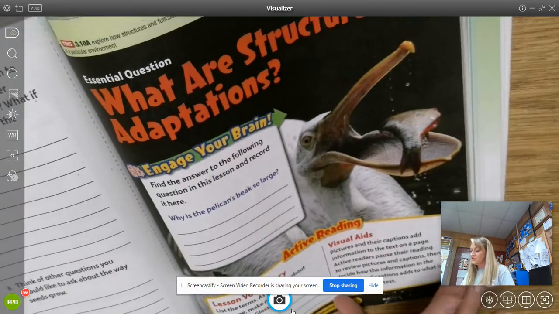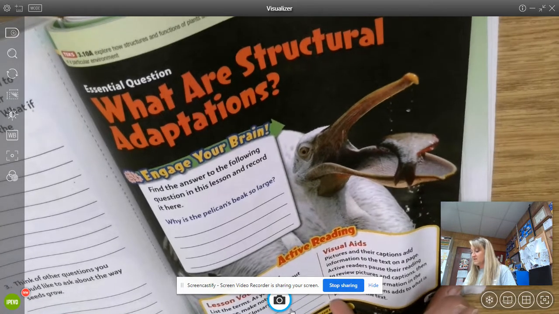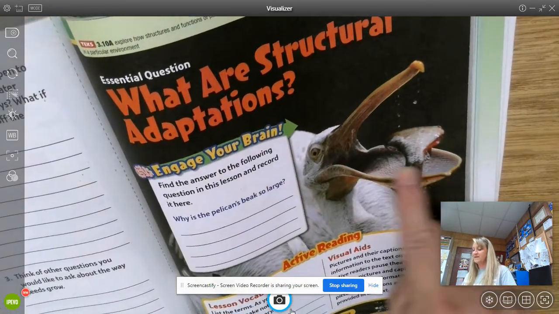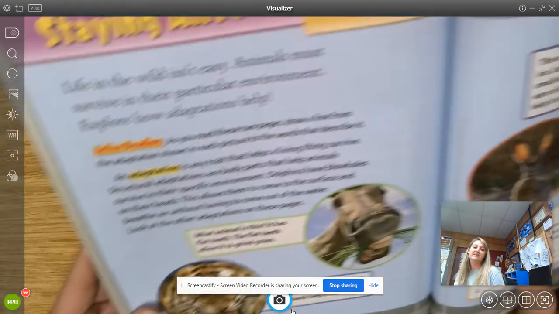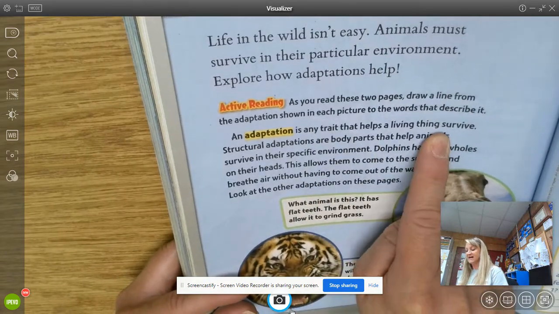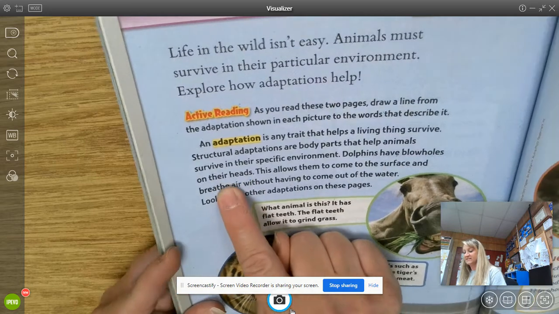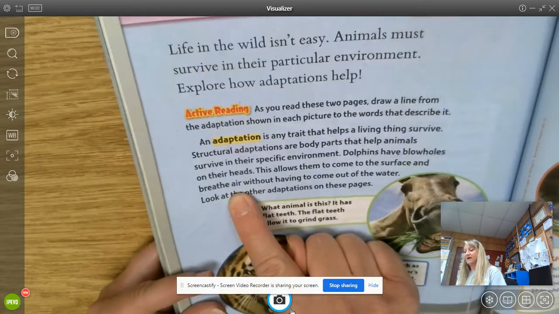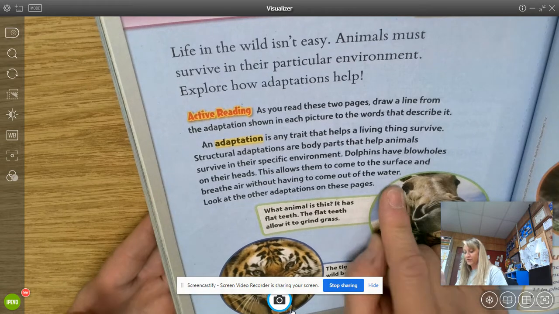Structural adaptations are what animals have to help them survive. Maybe this one right here has a big beak to scoop down and catch the fish. Adaptation, yellow word, it's important. It's a trait that helps a living thing survive. How? Well, dolphins have blowholes on their head. It allows them to come to the surface and breathe air without having to come out of the water. So they just use the blowhole instead of the whole body.